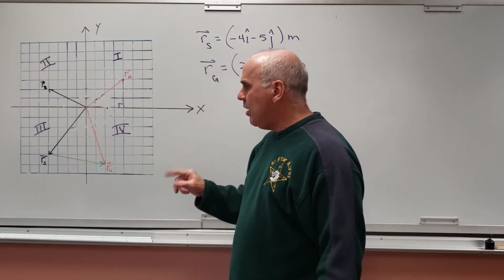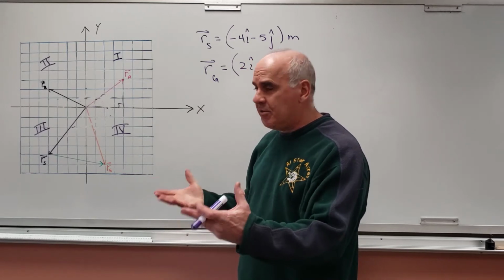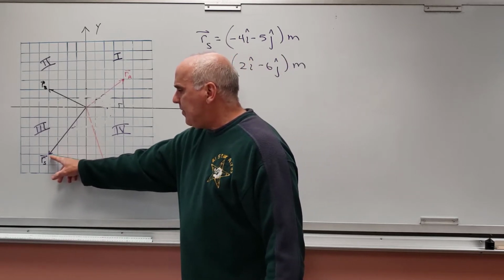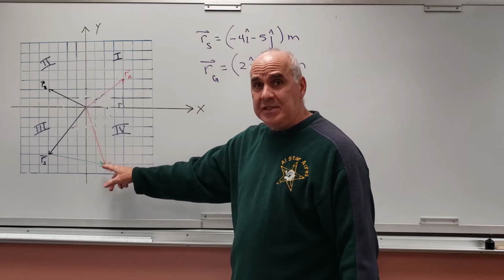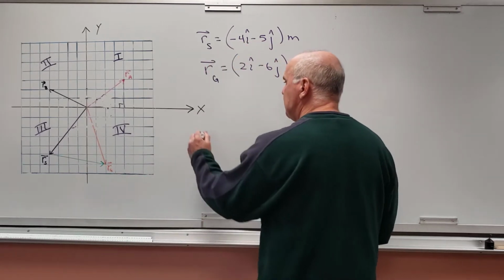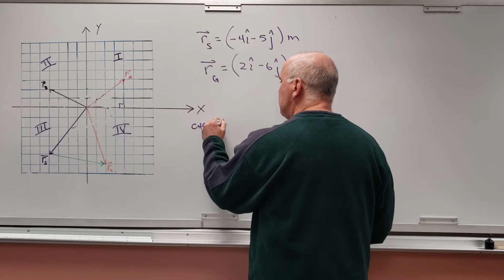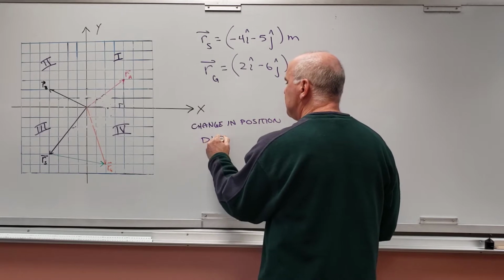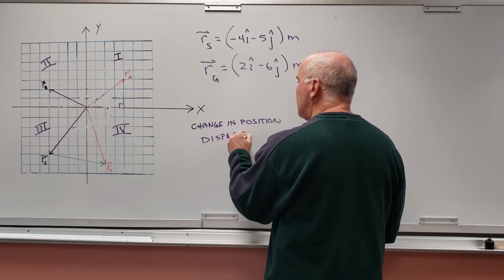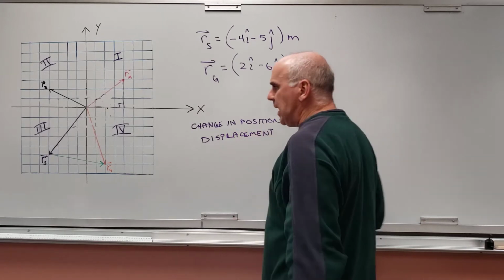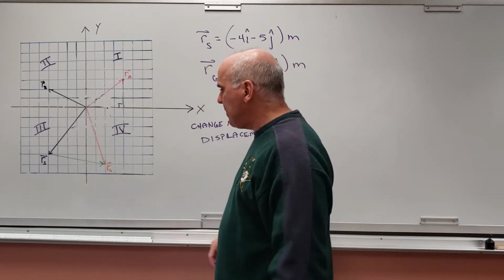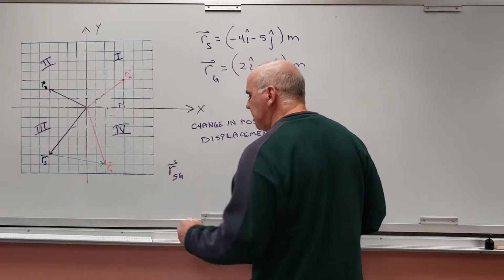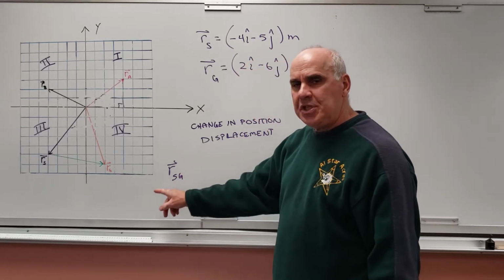So I'm walking from Shelby to Grayson. Let's say Shelby's standing there, Grayson's standing there, and I start off over here at Shelby and I walk over to Grayson. My position change, we're going to call that displacement. The change in position is referred to as displacement. And I'm going from Shelby to Grayson, and so we oftentimes will symbolize this as RSG, from Shelby to Grayson.